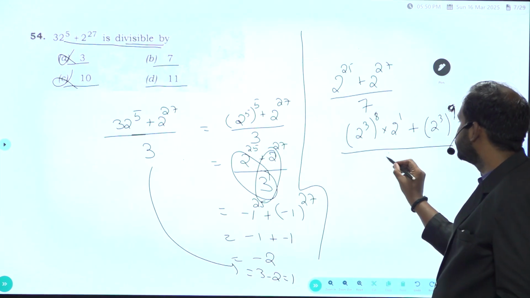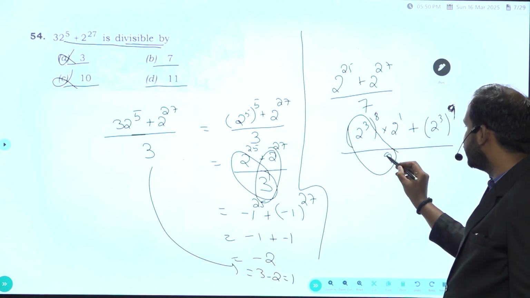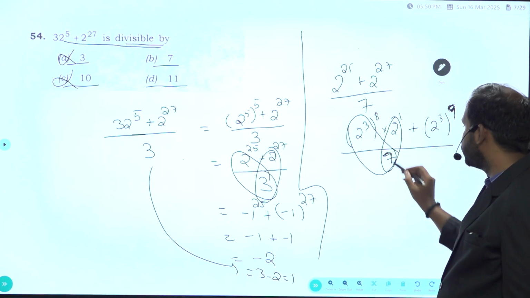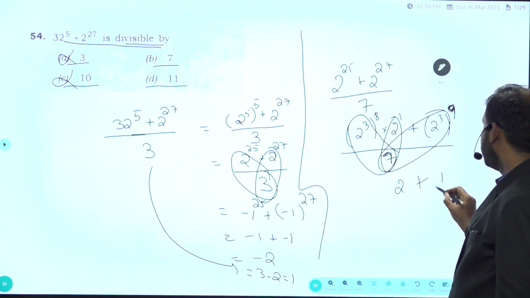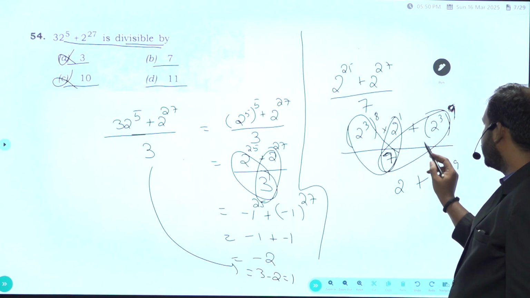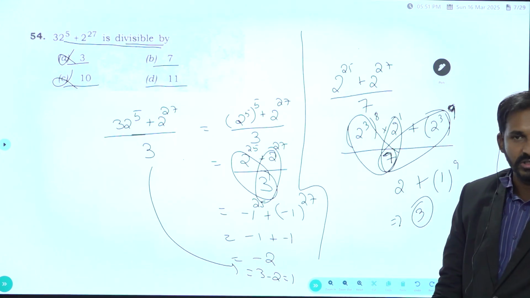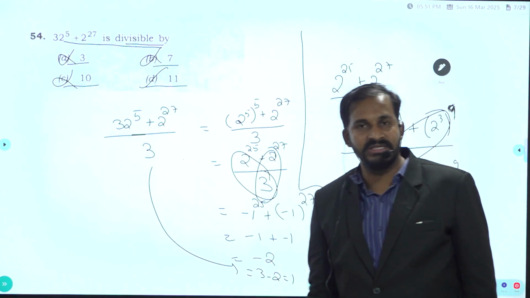The remainder for 2 cube by 7 is 1, and 2 by 7 is 2. And the remainder for 2 cube by 7 is 1 to the power of 9, and the overall remainder becomes what for me here? 3. This is not 0, so this is also not my answer. So the only answer option left for me is 11.